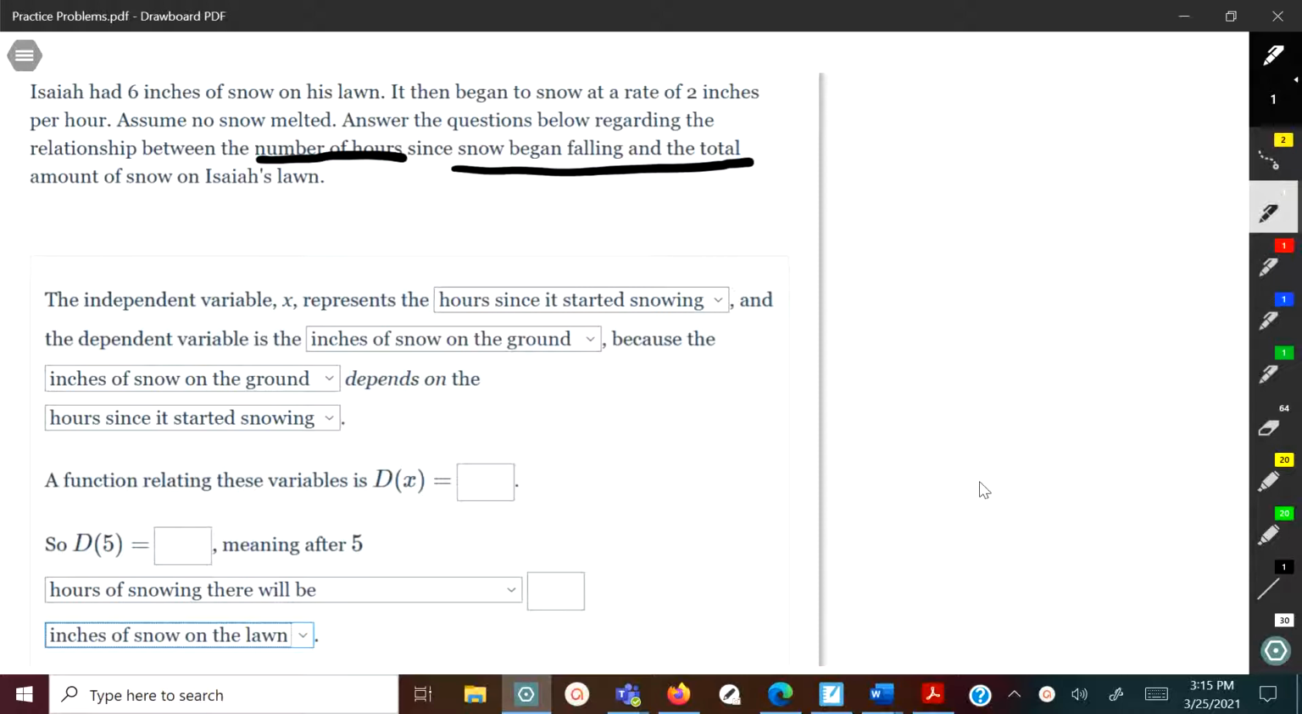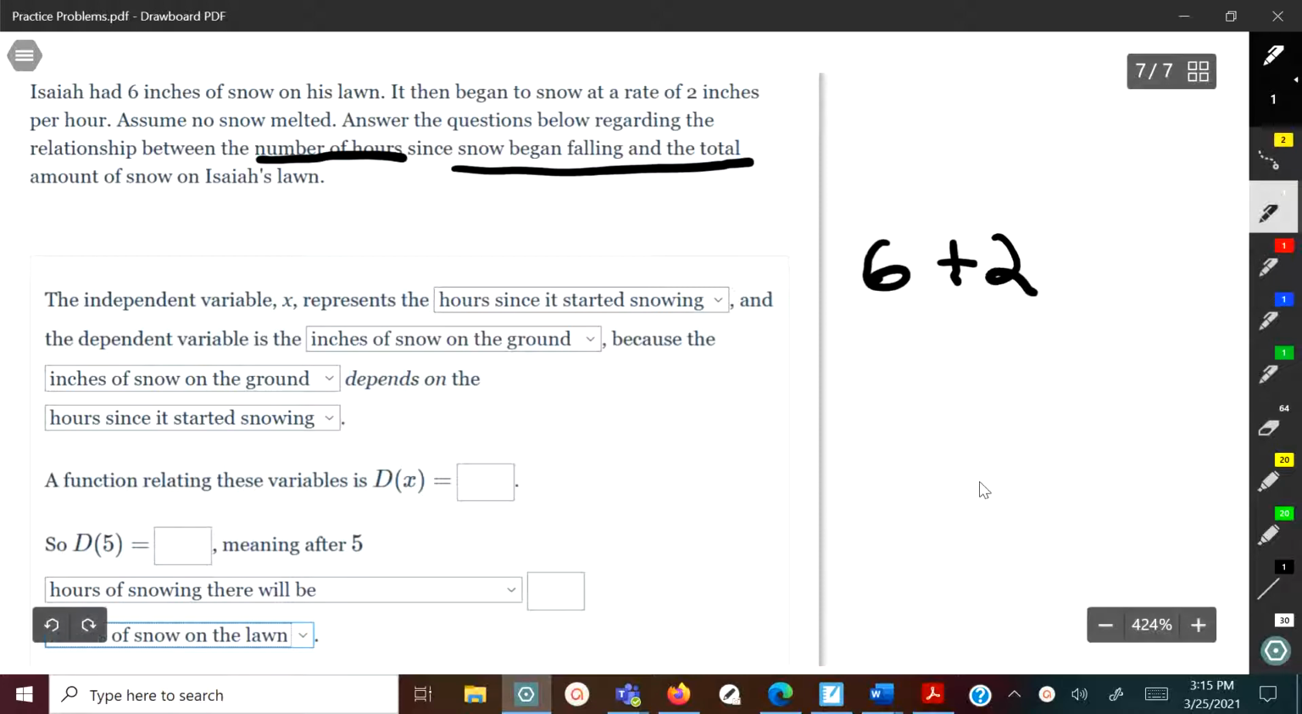The next part is we've got to write the function. Okay, so I'm going to start where we begin. We begin with 6 inches. All right, and we're going to add 2 inches every hour. So I'm going to add 2 inches, and I'm going to use a variable to represent the hours. And since they want us to use this function notation, I'm just going to use X. So that's it. This 6 plus 2X goes here.